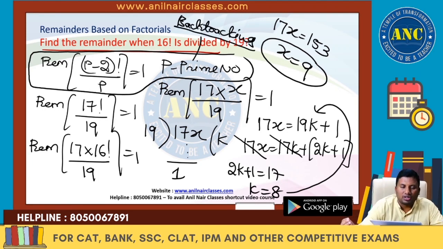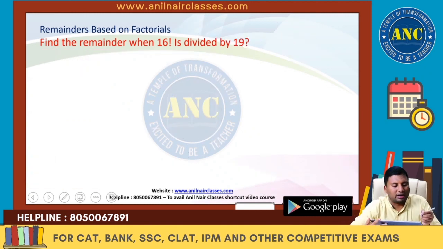Right? (P minus 2) factorial by P is 1. 17 factorial by 19 is 1. From there I went. This is a very long method. Directly you can tell the answer if you know the approach. I hope this approach is clear. Now there is a better approach.